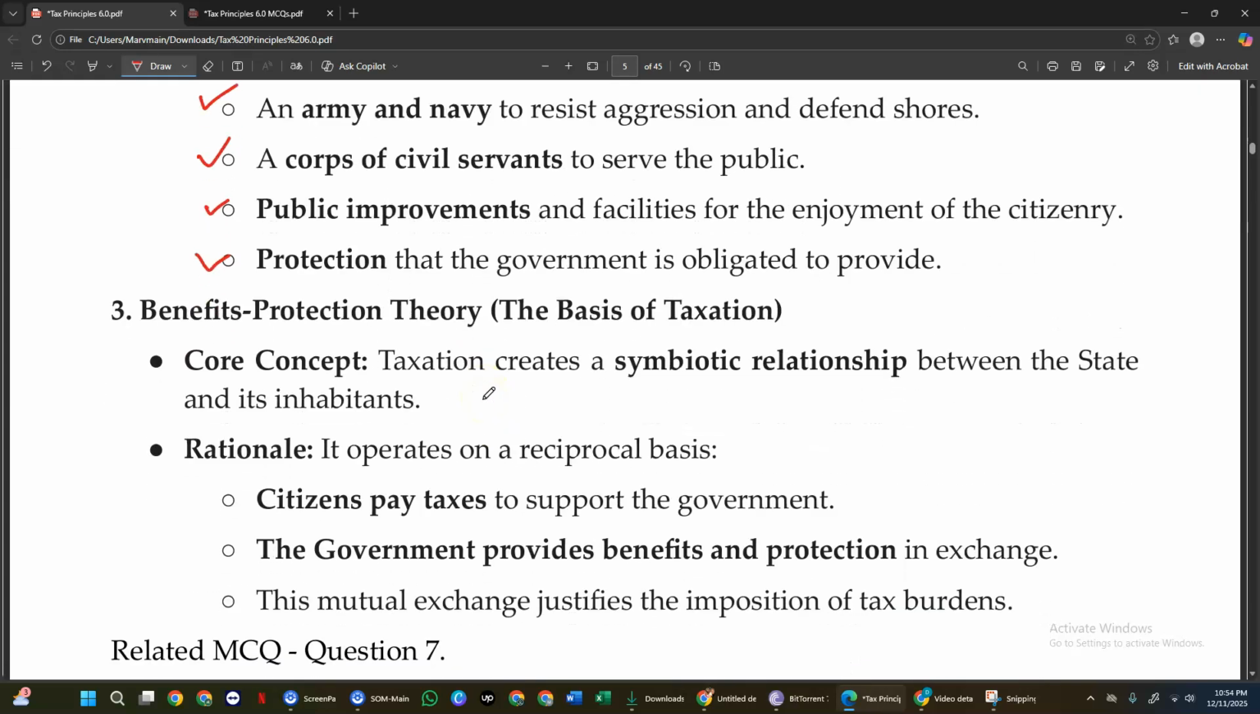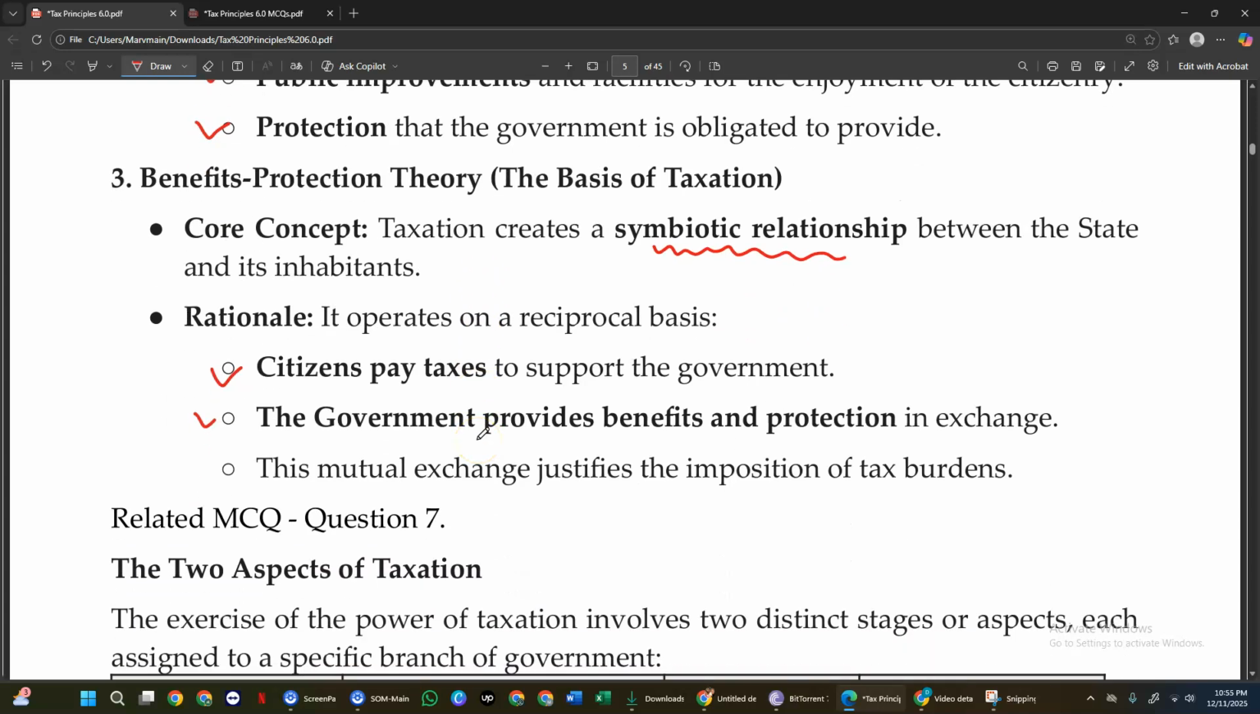Third is the benefits protection theory. Here the emphasis is that tax is not only an enforced contribution, it's not only a burden, but also a means to provide services to the constituents or the public. They're trying to reduce the focus on the burden, because the burden is also for the good of the taxpayers. So citizens pay taxes to support the government, which provides benefits. This mutual exchange justifies the imposition of tax burdens.